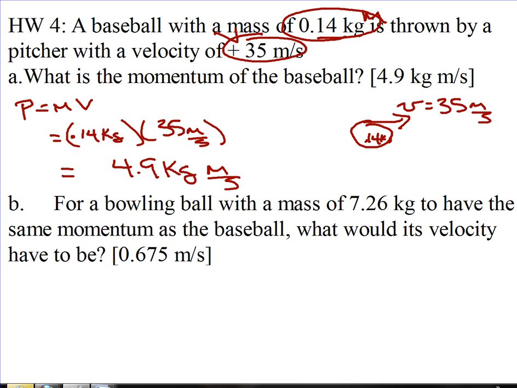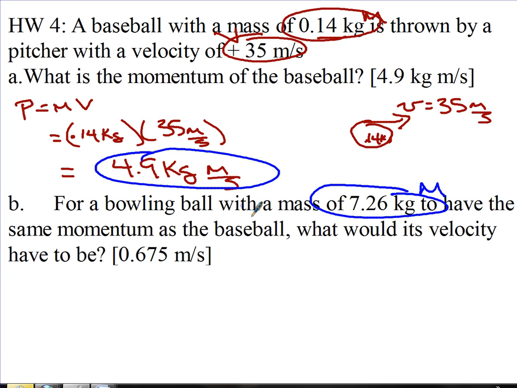Now let's look at the second problem. Now we have a bowling ball of mass 7.26 kilograms. We want it to have the same momentum as the baseball. What would its velocity need to be? So we know the momentum that we want is 4.9 kilograms meters per second, and we know the mass that we have for the bowling ball is 7.26 kilograms. What does its velocity need to be?